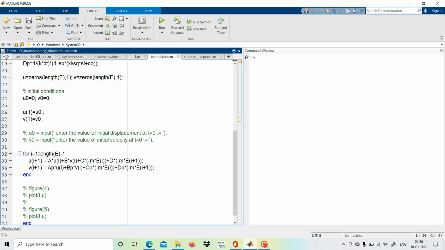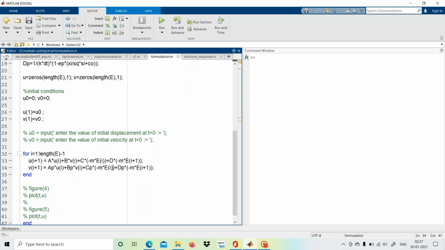Now we know that when we were interested in finding the displacement response for a structure, we used to have a loop where u of i plus 1 was a times ui, b times vi, c into this and d into this value. Similarly, the velocity u dot i plus 1 would be this value, where a, b, c, d and all other constant coefficients we know those values, and ui, vi, ei and ei plus 1 we know all these values. Here ei and ei plus 1 are the ground acceleration, so we know these values, so we can find ui plus 1 and vi plus 1.